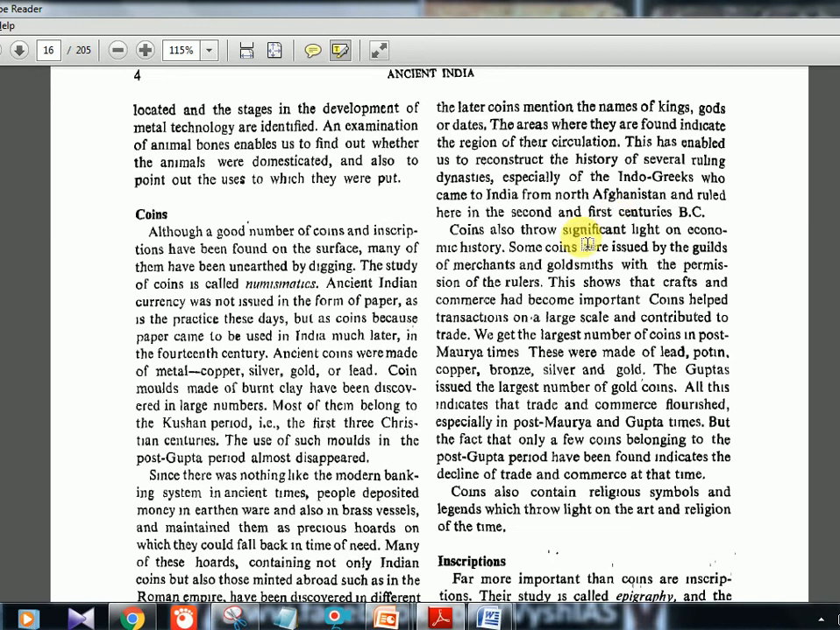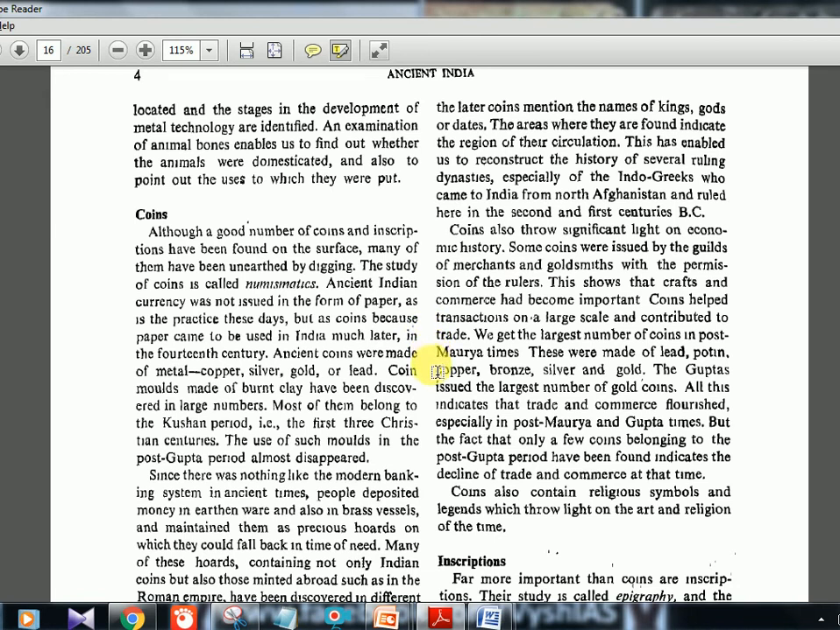Now, coins also throw significant light on economic history. Some coins were issued by the guilds of merchants. There is a lot of terminology for the merchant guild. I have done it in detail in the NCERT chapters. Please watch it. It will come for prelims. And goldsmiths also issued coins with the permission of the rulers. This shows that craft and commerce had become important. Coins helped transactions on a large scale and contributed to trade.